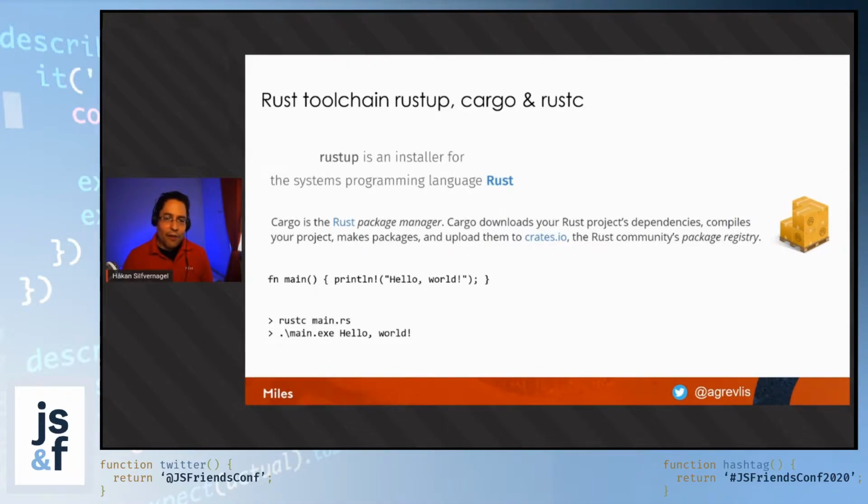So here's an example of a Hello World program. So what you do is you define a main function, and then you define here that we want to print out Hello World in that function. And then you can just use rustc on your main Rust file, and then on a Windows system, it will create an exe file. And if you run that exe file, it will print out hello world on the command prompt.